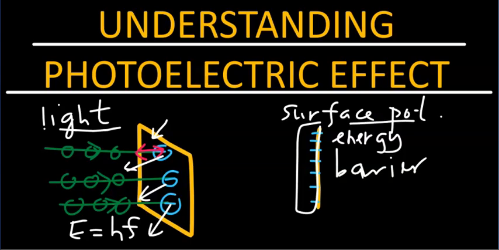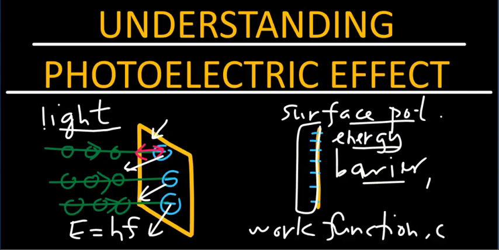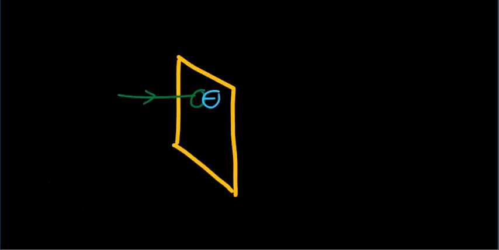This surface potential energy barrier has a name. It's called the work function, which can be denoted like that. So the production of this electric current by the incident light is what is known as the photoelectric effect. Let's look at this one-to-one process. The electron that is released from the surface of the metal would have a certain kinetic energy.